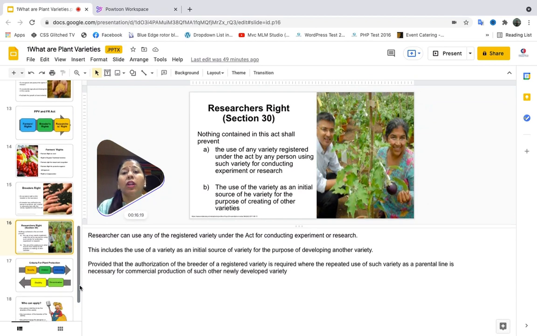The next right is the researchers' right. Now, what is the researchers' right? Any researcher or research scholar can use any of the registered varieties under the Act for conducting research and experiments. This would include the use of the variety as an initial source of variety for the purpose of developing any other variety, not for selling, not for reproducing, not for exporting, and not for importing. A researcher can only use the registered variety under the Act for conducting experiments, and he or she must have authorization of the breeder of a registered variety if repeated use is being done.